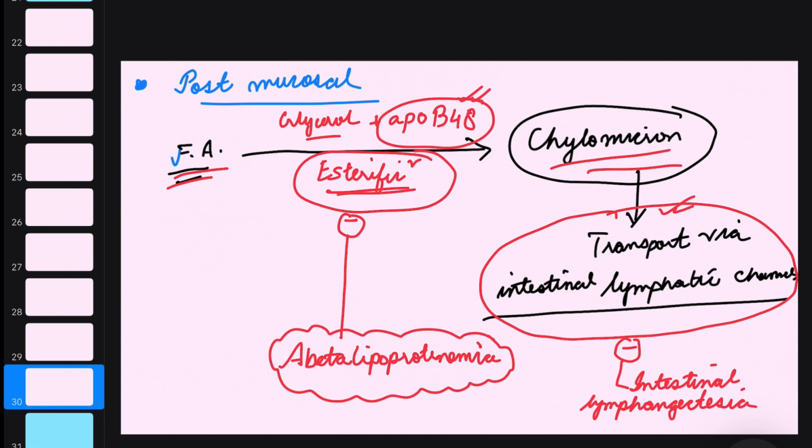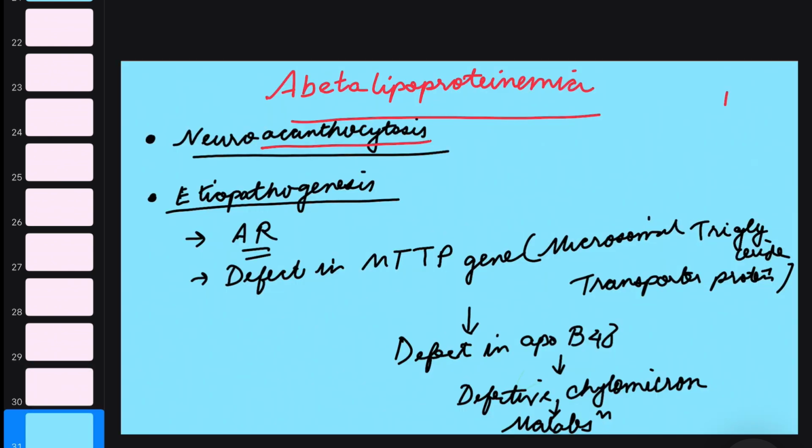So if there is a problem with the esterification reaction, an ApoB48 defect due to a defect in the MTTP gene, we call this Abetalipoproteinemia, and this is also called neuroacanthocytosis, because there is a neurological manifestation over here with ataxia due to vitamin E deficiency, and acanthocytosis, which is basically acanthocytes which you are seeing in the peripheral smear. This is the defect in the MTTP gene, defect in ApoB48, defective chylomicrons, and then malabsorption.